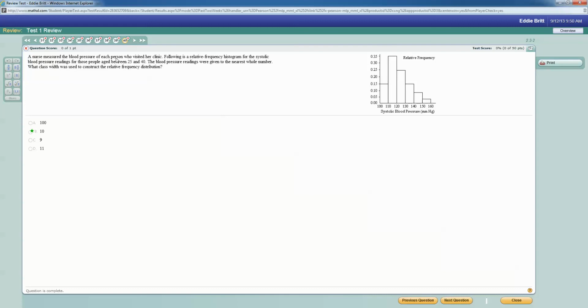A nurse measured the blood pressure of each person who visited her clinic. Following is a relative frequency histogram for the systolic blood pressure readings for those people between 25 and 40. The blood pressure readings were given to the nearest whole number. What class width was used to construct the relative frequency distribution? For class width, you look at this horizontal axis and say 110 minus 100, or 120 minus 110, or 130 minus 120. All of those give you the same value, 10. That's the class width.